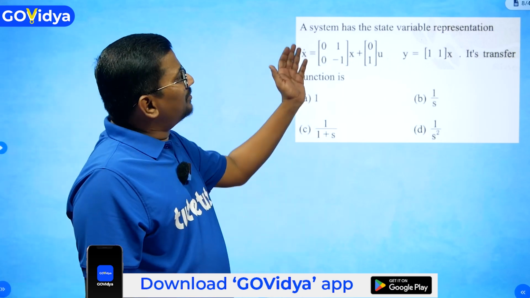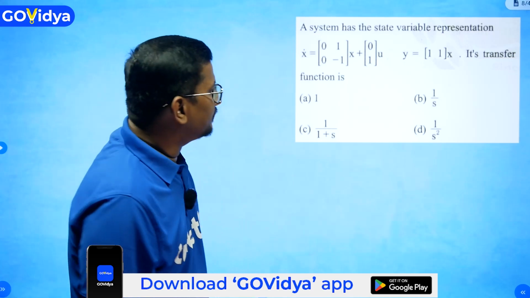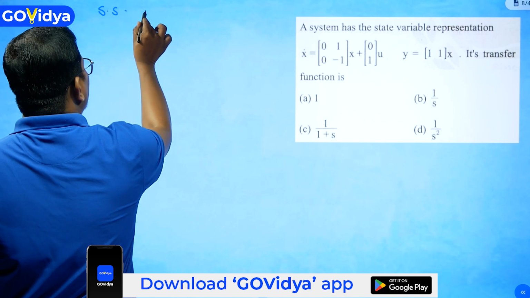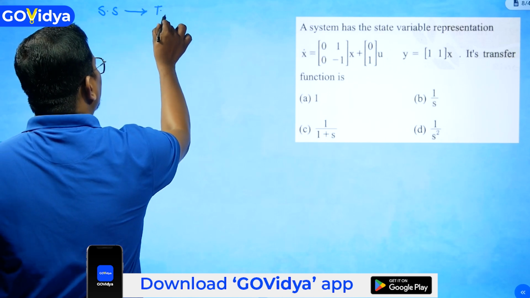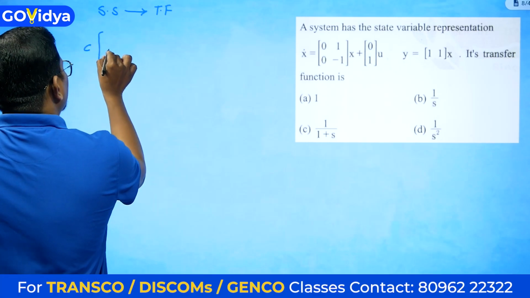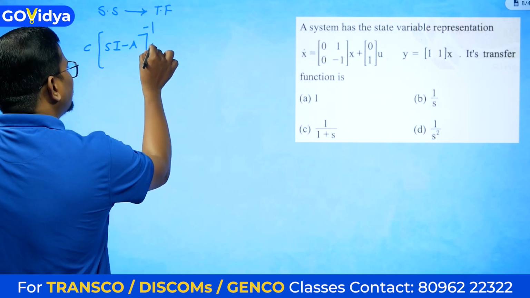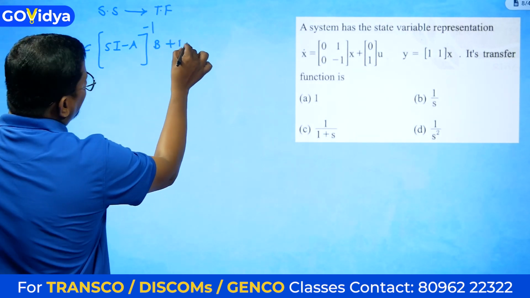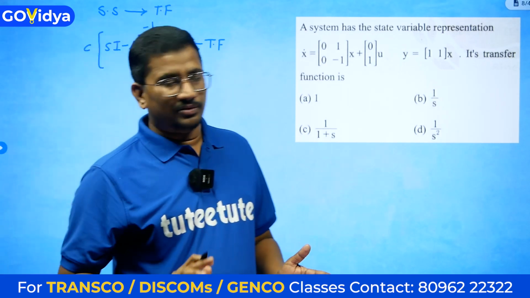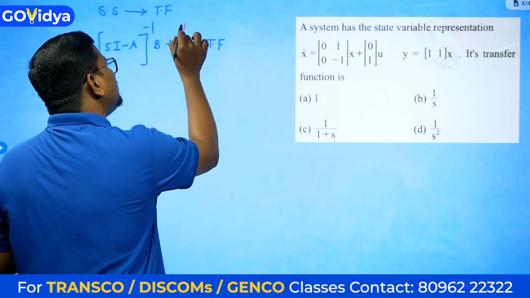So a system has the state variable representation like this. Its transfer function is what they are asking. So we know the relation from state space to transfer function. What is that? C into (sI minus A) whole inverse into B plus D, which is nothing but the transfer function of the system from the state space. But unfortunately here D is not there. So D is equal to 0.